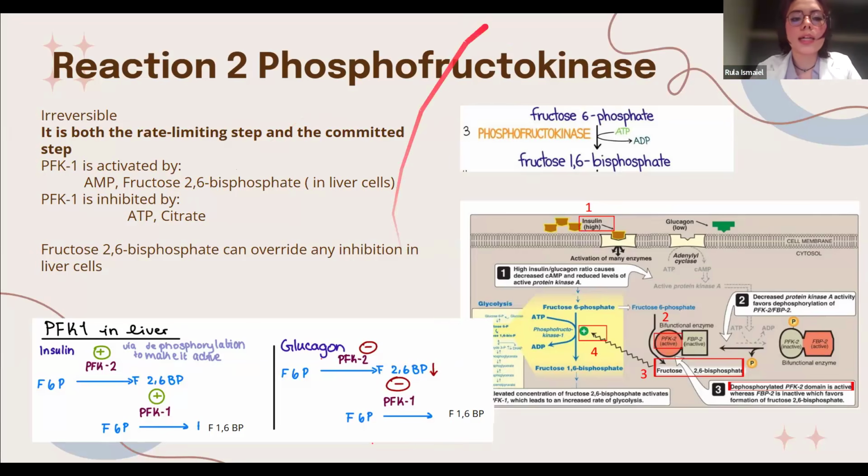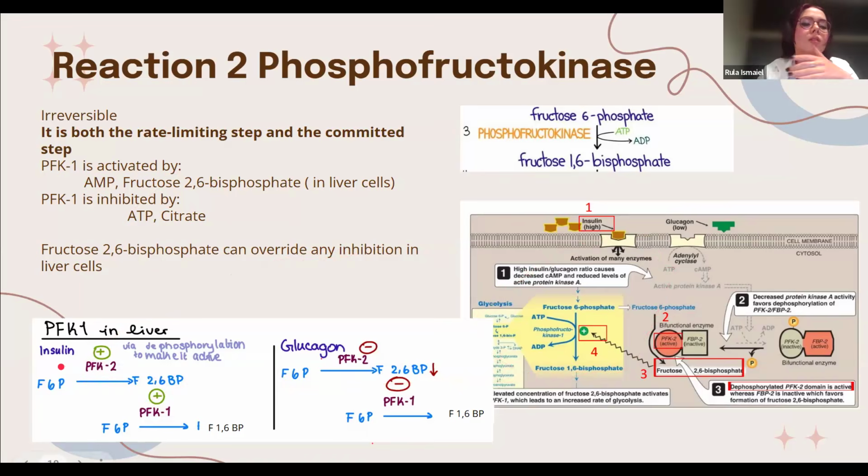Okay. PFK1 is activated by AMP and fructose 2,6-bisphosphate. I'll explain this in a second. And it's inhibited by ATP and citrate. Fructose 2,6-bisphosphate can override any inhibition in liver cells. First off, this diagram doesn't make sense to me. I'm a second year and it still didn't make sense to me. It never made sense to me, but I summarized it here. I hope it makes much more sense.